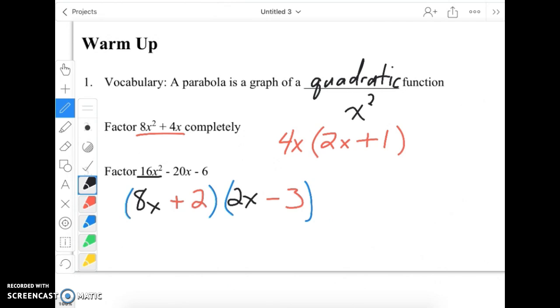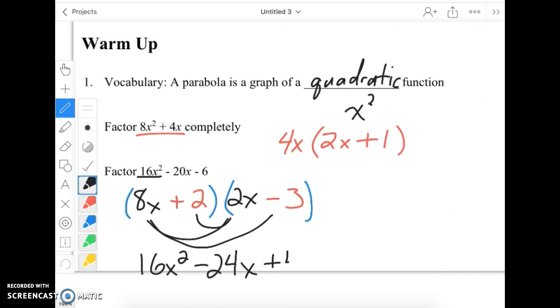So just to double check, if we were to FOIL this out, we would get 16x squared minus 24x. The inside would be plus 4x, and then in the very end, last, would be negative 6. So this part right here simplifies down to that negative 20x. And like I said, you might not get it on your first try. You might have to try a couple of different things, but that's totally fine.